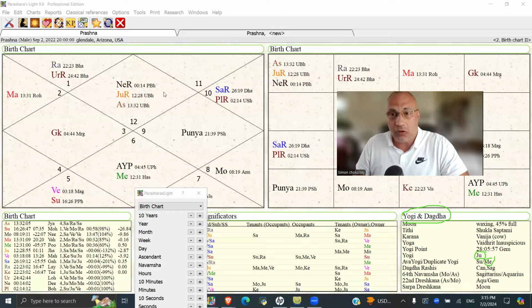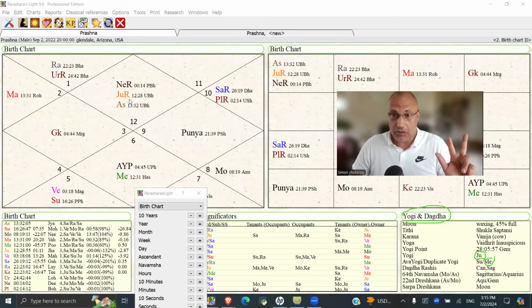Now, is Jupiter Vargottama? Let's see. What Navamsha is he in? 4, 5, 6, 7. He's in Libra Navamsha. How do I know that immediately? Because the first Navamsha of a water sign is Cancer. So counting, 0 to 3°20', 6°40', 10. So Jupiter is not Vargottama, or he would have been even further strengthened, but he doesn't need it. So own sign, Digbala, and retrograde.